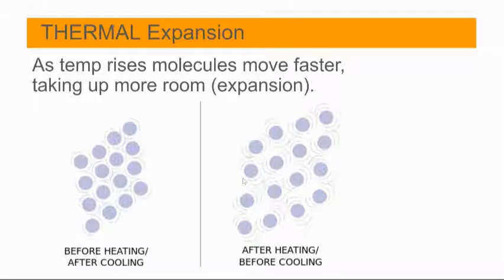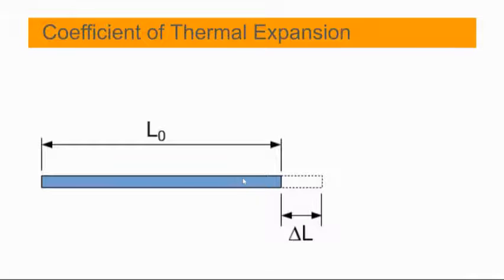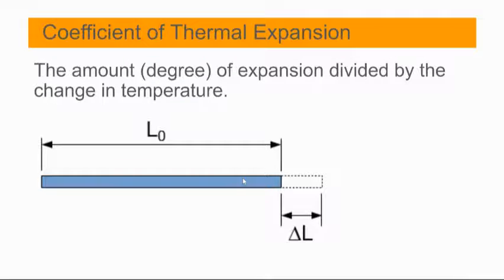So, our task today is to measure the rate of that expansion, how much expansion occurs within a given temperature change. To do that, we're going to quantify or calculate the coefficient of thermal expansion. That's the amount per degree of expansion divided by the change in temperature.